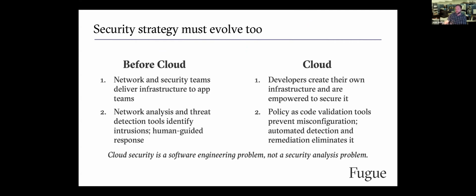We thought it moved fast at the time. Guess what? It didn't move fast. It moved really slow. Also, the boundary was defined typically by the network with a certain number of ingress and egress points. And you tried to make this defense in depth based on TCP/IP, et cetera. So the network, security, and ops teams delivered the infrastructure to the app teams in the old days, and then network analysis and threat detection tools tried to identify intrusions while they were going on by doing packet inspection and things like that. And then the response is human guided in the old days.